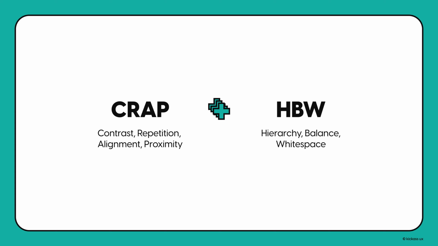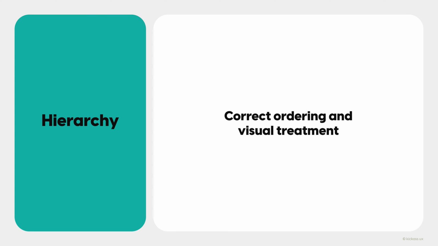So it's TRAPBAW. Kind of a weird combination of crab, chap, raw, and crap. Hopefully that creature really doesn't exist. Anyway, the H is for hierarchy, and it's all about the correct ordering and visual treatment to allow users to easily scan and understand your content.